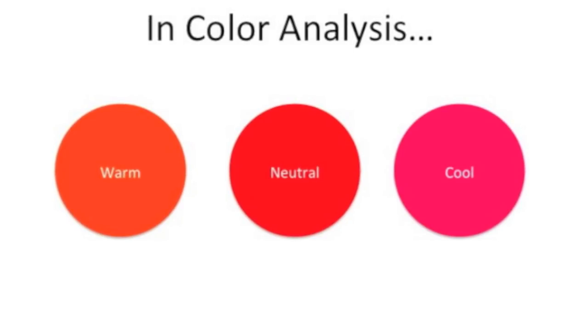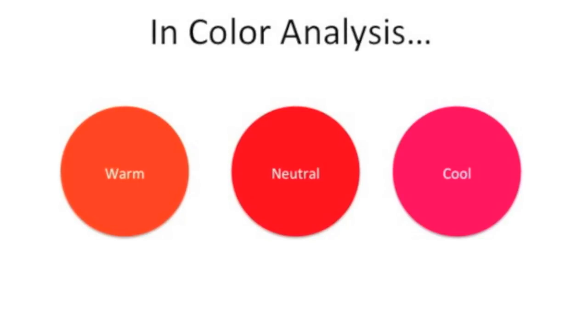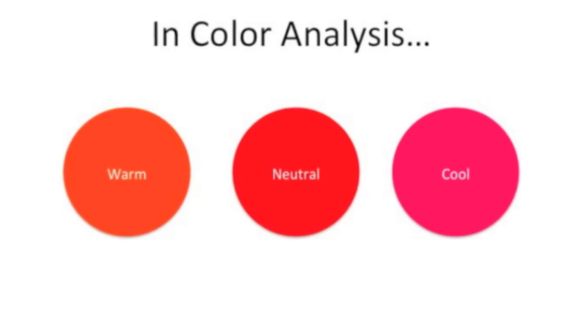usually we have warm reds and cool reds, and most color analysts would agree that if you add a little bit of yellow to red, you call that a warm red, and if you add a little bit of blue to red, you call it a cool red. And that kind of implies that between warm and cool, there is a neutral red. So then you start to combine color analysis with color theory.